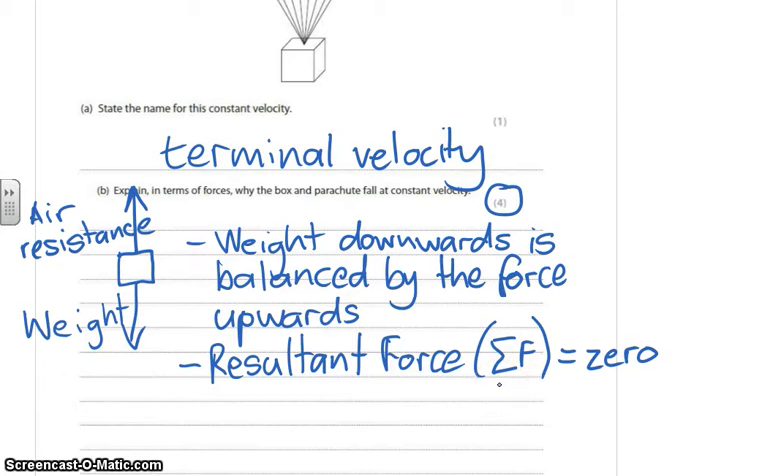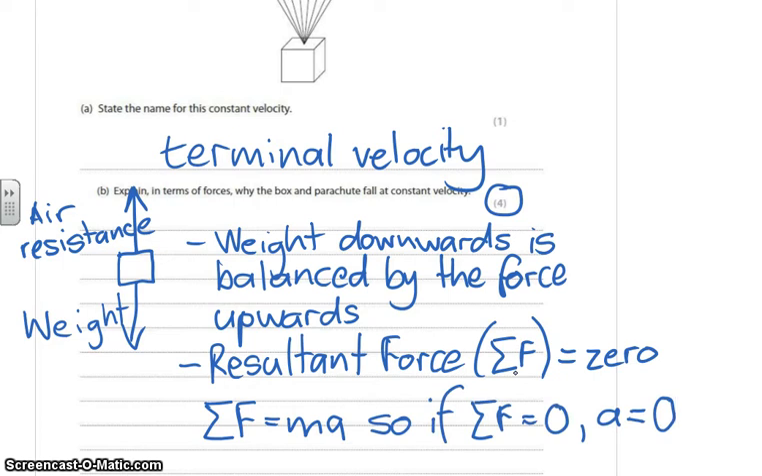Now you can see that I've written that squiggle there, that's sigma, okay, which is the sum of all the forces. So all that's saying is if you add up all the forces, the total is 0. But sigma F is part of Newton's second law. Newton's second law says that the resultant force is equal to m, the mass, times a, the acceleration. And that means that if the resultant force is 0, then the acceleration of the object must be 0.